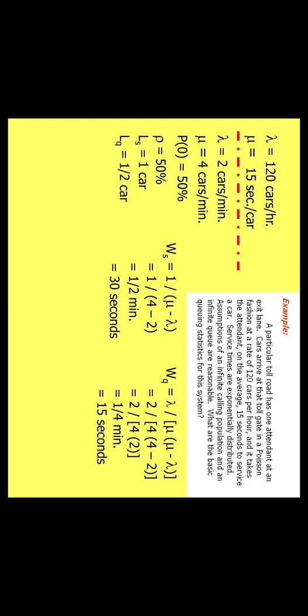Let's proceed with the next one, which is your multi-server model with Poisson arrivals and exponential service times.